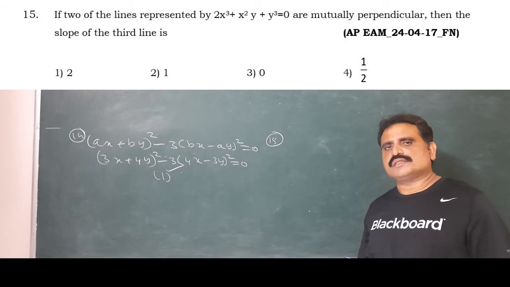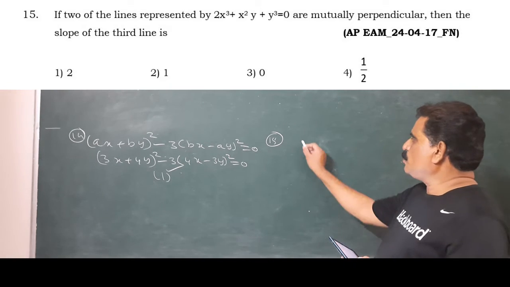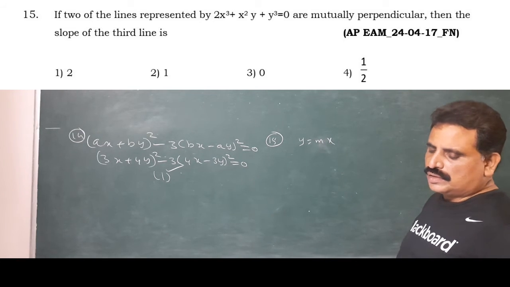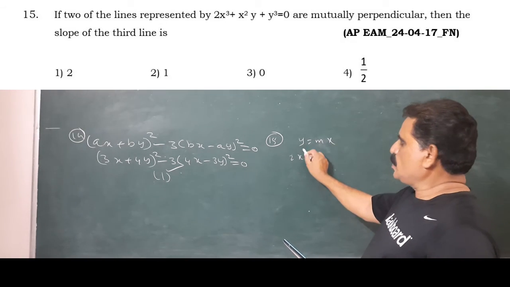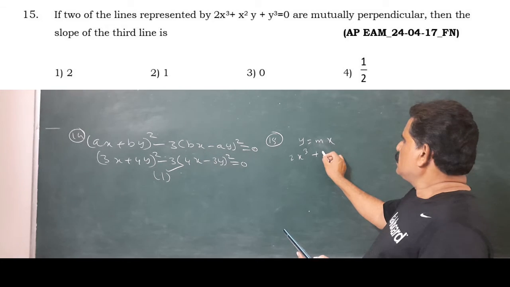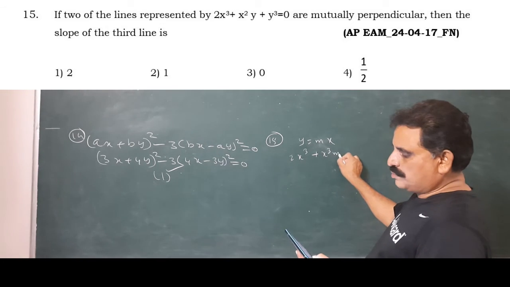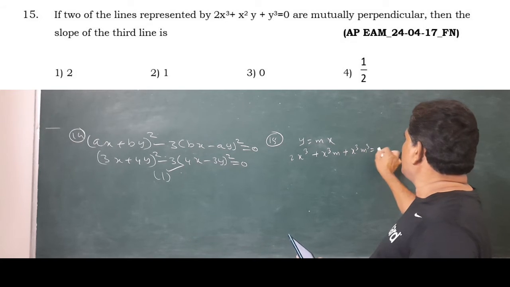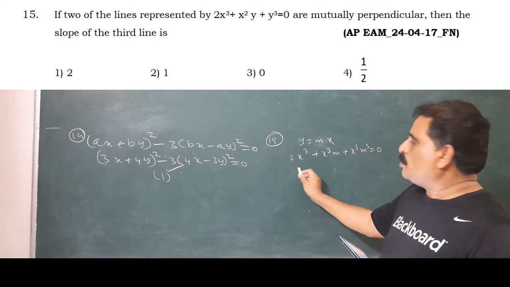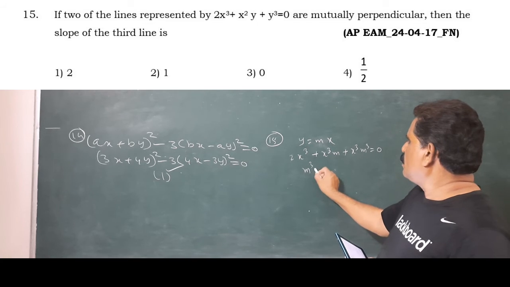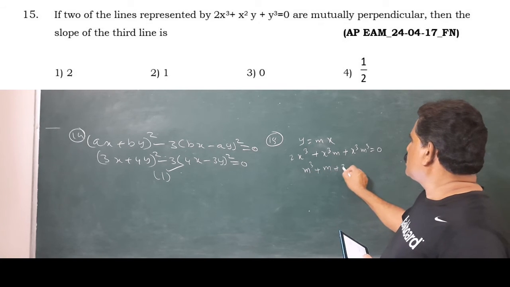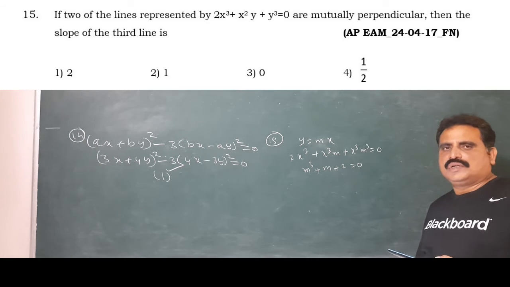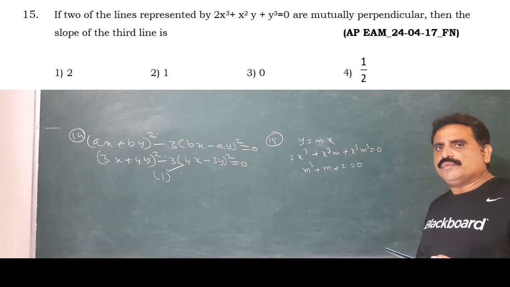So each line passes through origin. Let us substitute y equal to mx in the given equation. Then we get 2x cube plus x cube m plus x cube m cube equal to 0. Divide with x cube, we get a cubic equation in m: m cube plus m plus 2 equal to 0. It is a third degree equation whose roots are m1, m2, m3.